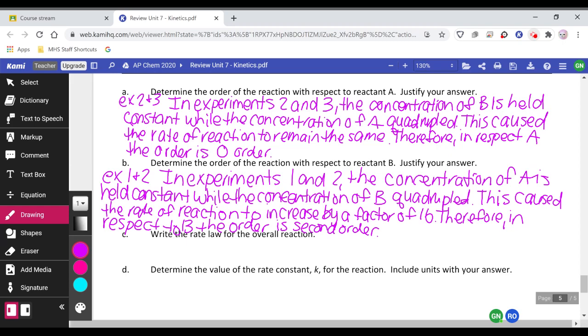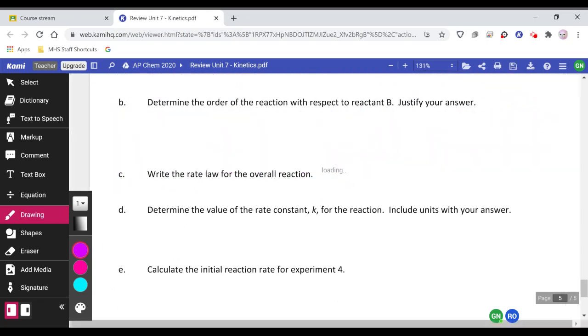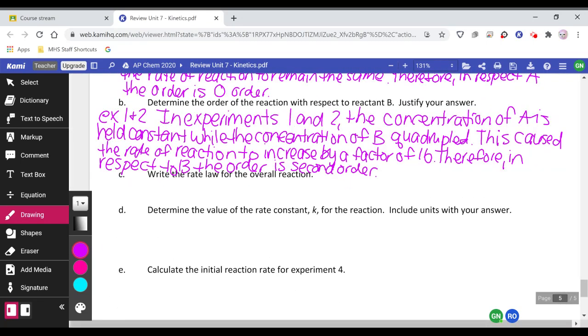Okay. So on part C, we are writing the rate law based on that information. And so we have rate equal to K. We know since A is zero order, it's going to drop out, right? Because anything to the 0 power is 1. So we just have to put B in our overall rate law down here, and it's squared because it's second order.